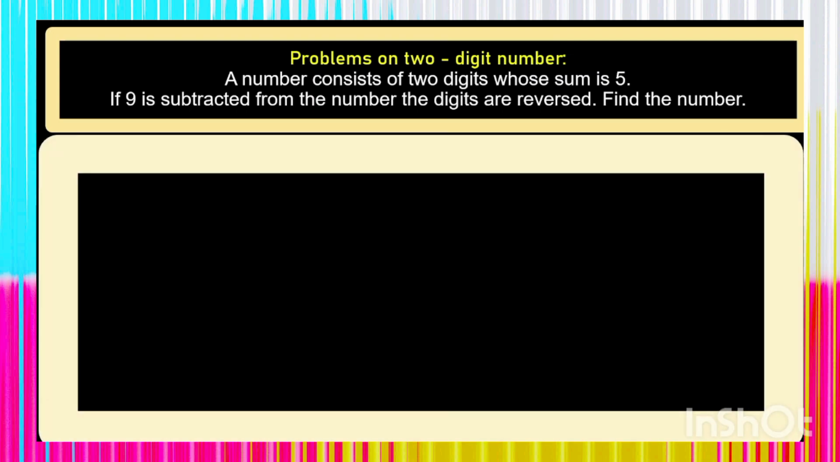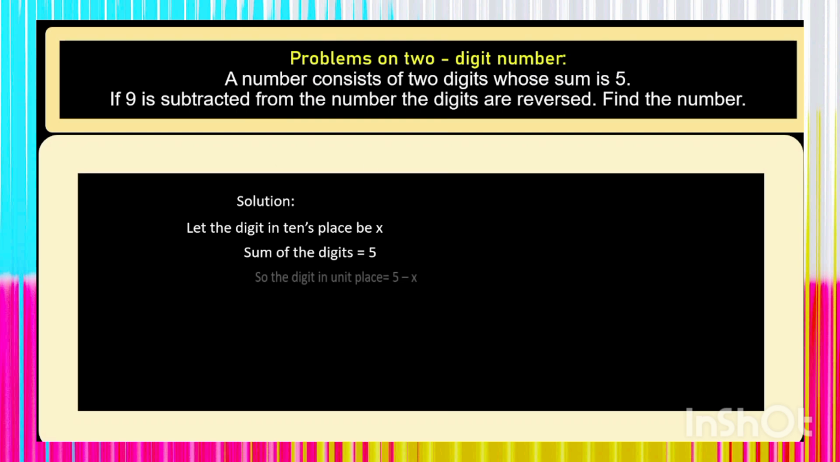So it is a 2-digit number, so it must have two place values. One is the tens digit, the other is the unit digit. Suppose the digit in the tens place be x. Since the sum of the digits is equal to 5, the digit in the unit place must be 5 minus x.